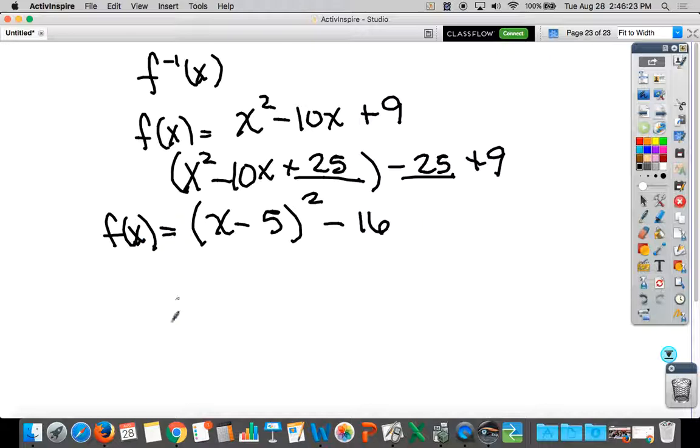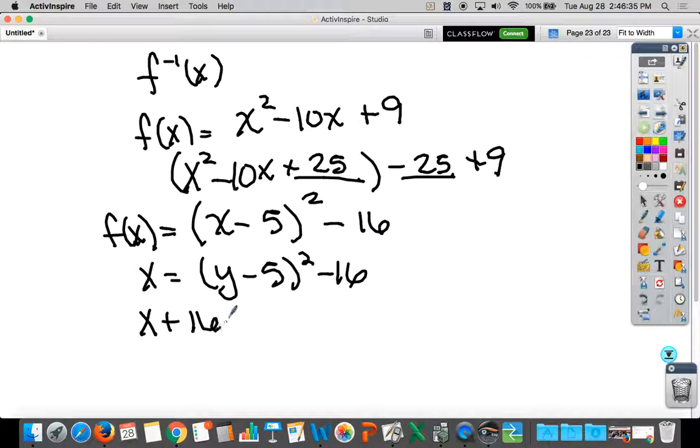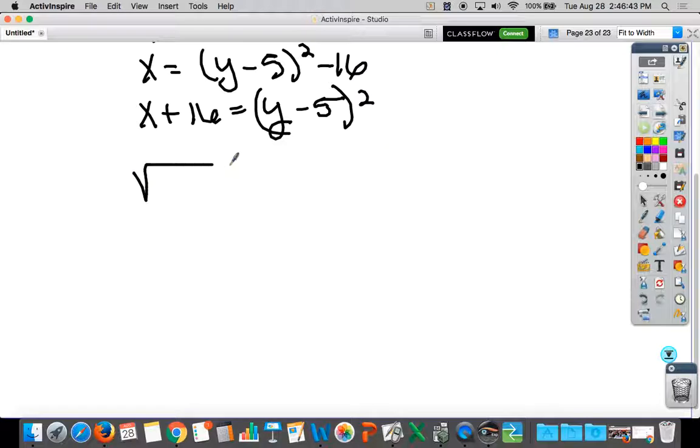That's only the completed square form. That's not the inverse. So y becomes x, x becomes y. So I'm going to add the 16 first. Take the square root.